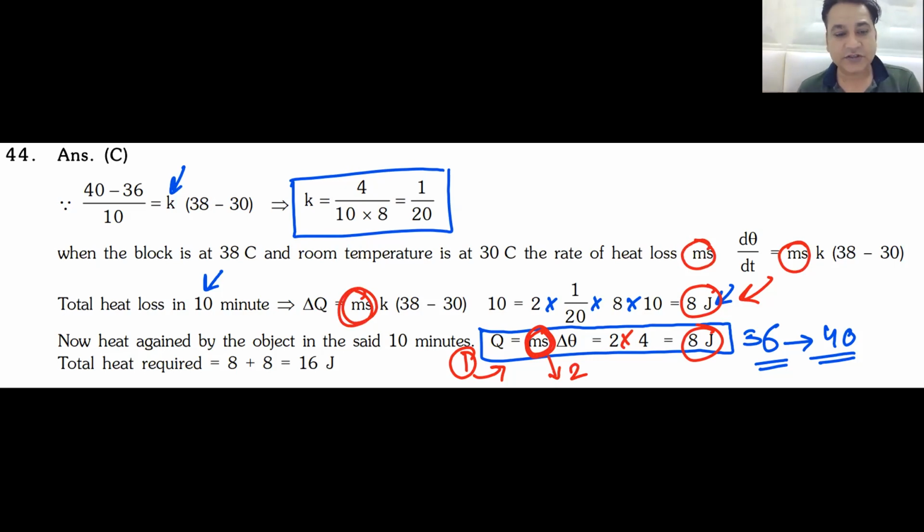Shall we move on to the next question? If you've done this question, then I'm sure that for any question that comes on Newton's laws of cooling, you should be able to deal with it. Okay? Okay, sir.